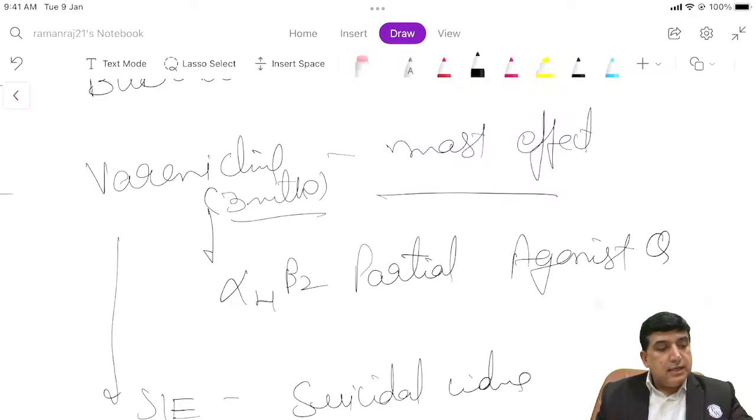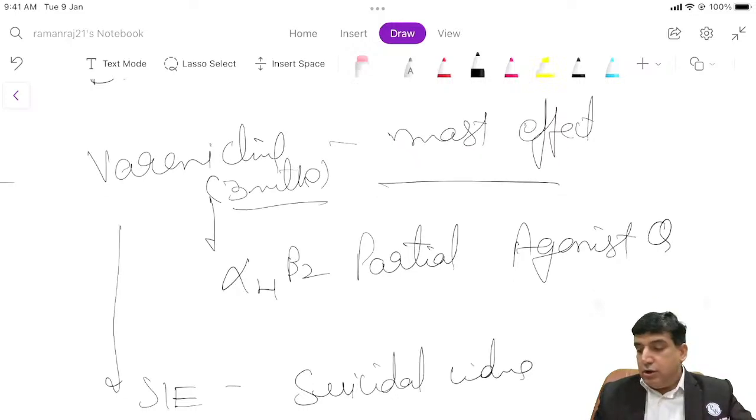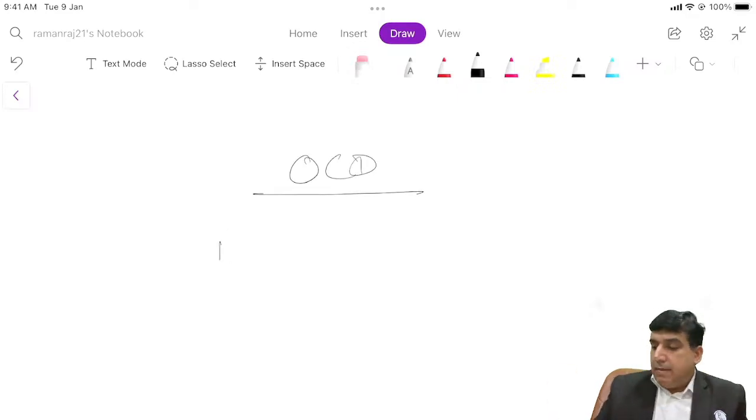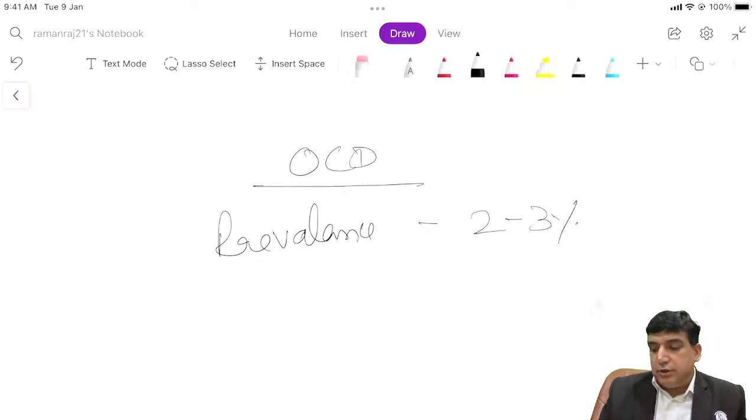Question number 6, which among the following statements is correct about OCD? Atypical antipsychotics are the main pharmacological treatment. Do you think it's the main pharmacological treatment? No. So in OCD, obsessive compulsive disorder, the prevalence is 2 to 3%. That MCQ they are asking.